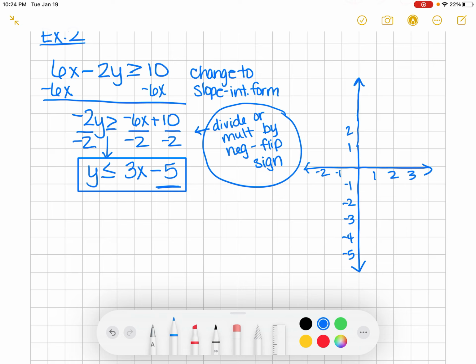That's all you need to do. Just make sure that you have enough room. Okay, so now I'm going to graph this.